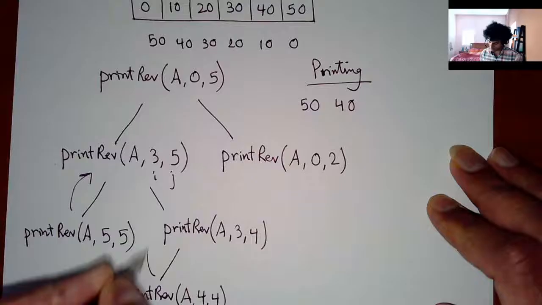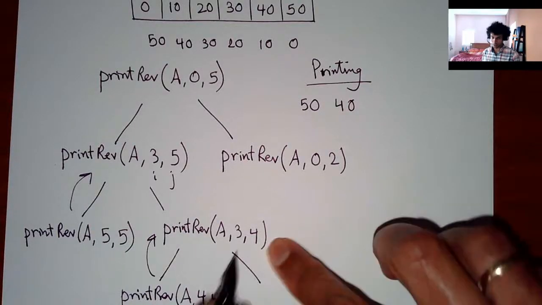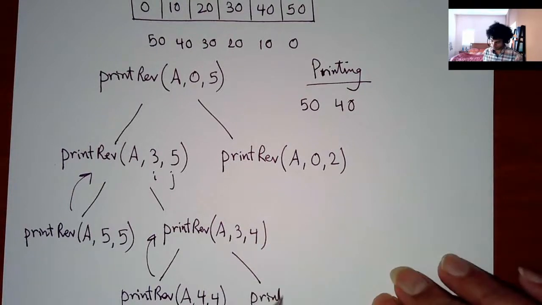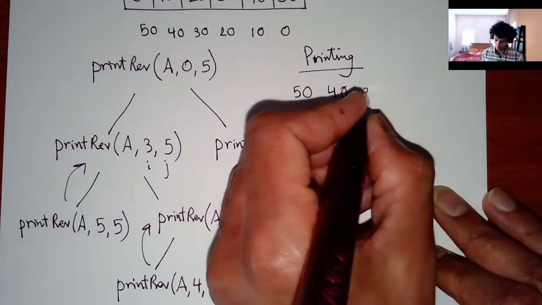Then it's going to go back. This is going to make another recursive call. Remember, this is not the base case. This has to make two recursive calls. So it's going to do print rev a 3 and 3. That is going to print 30.